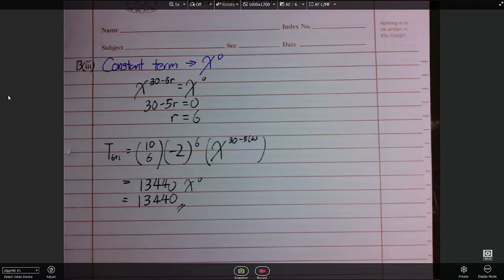I think question 13 is quite a good question for us to illustrate the use of the constant term.